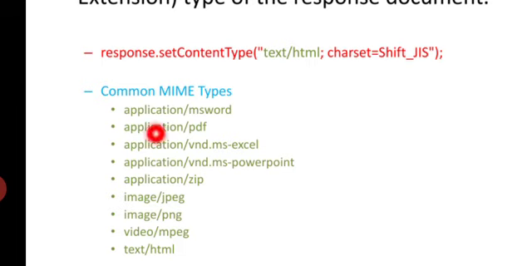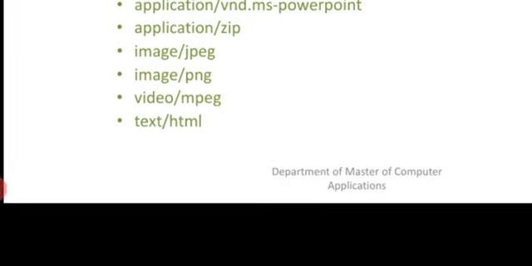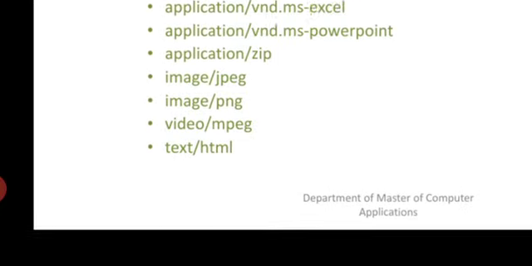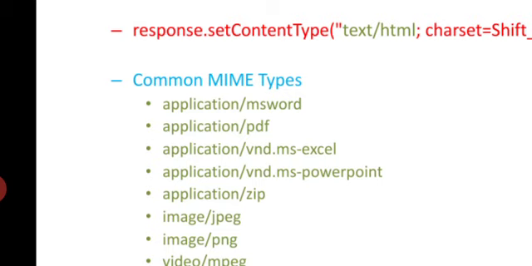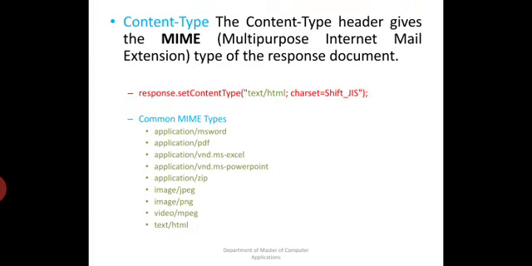So if you're interested in the PDF, you set the application.pdf. If you're interested in opening or downloading an MS Excel file, set the content type as MS Excel, then the PowerPoint, GIF file, JPEG file, PNG file, video file, and the text/html. So whichever type you want to set for the response dot content type, according to that the servlet class will return the response type of the document here.